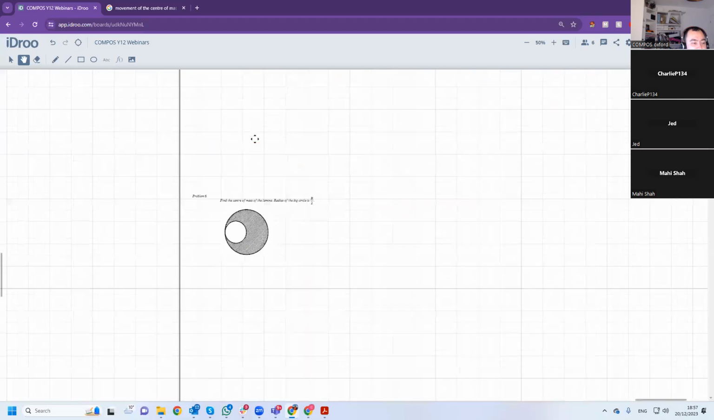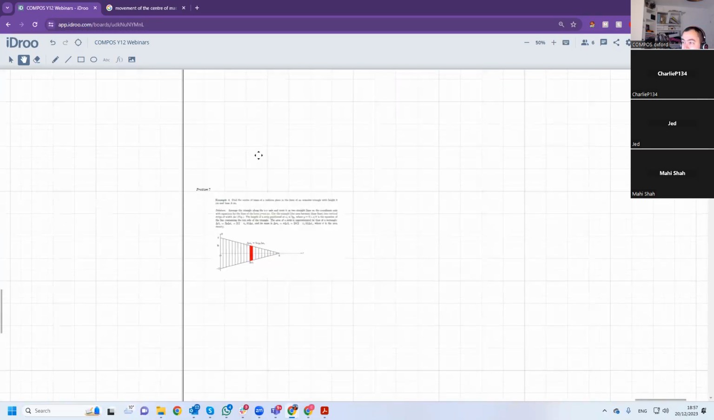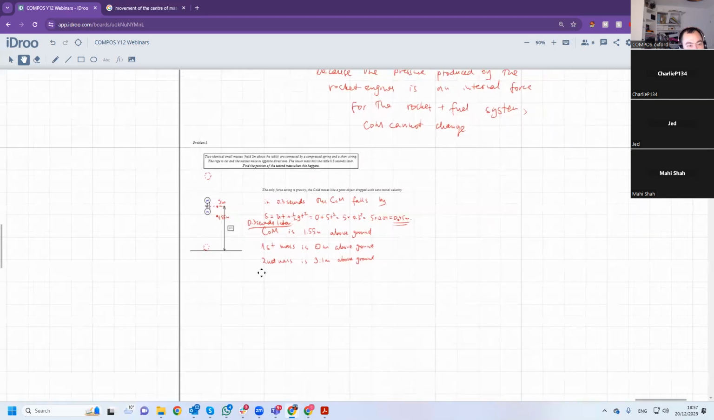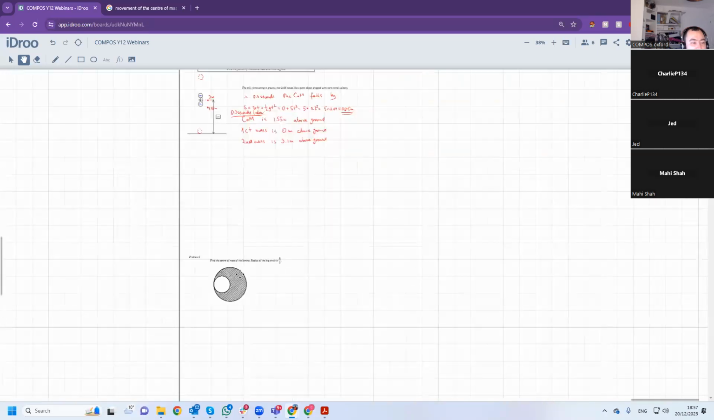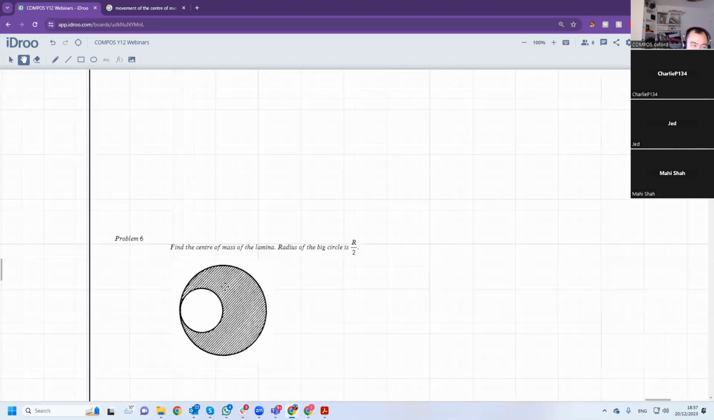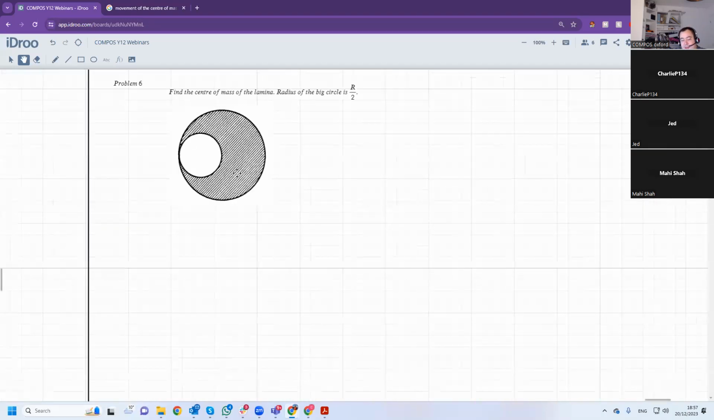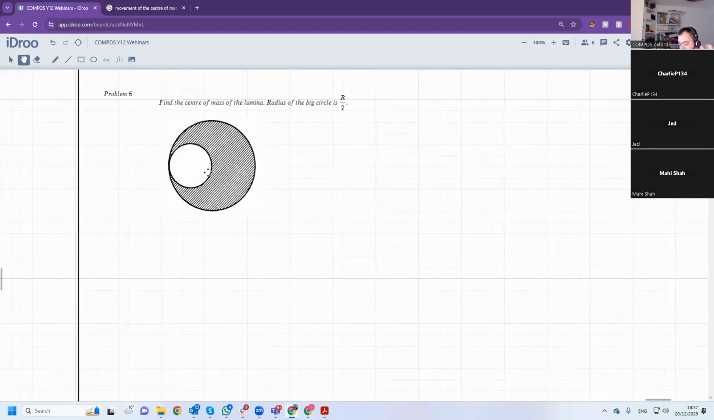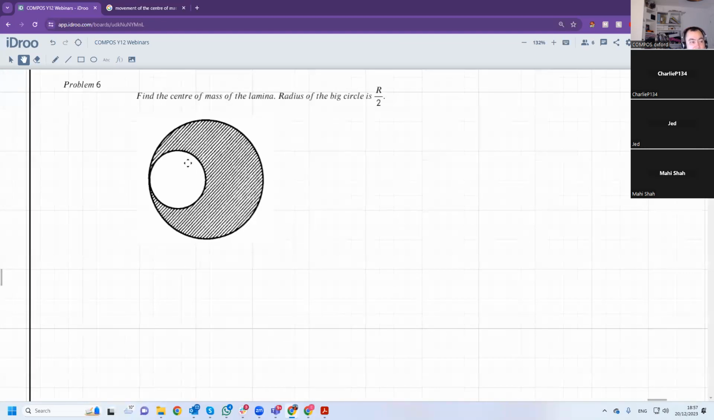I wanted to talk more about the movement of center of mass, but let's do this calculation. I know it's one of the examples. Find the center of mass of the laminate. So basically, it's a flat disc made of metal, let's say, and it has a hole in it. And you know that the radius of the big circle is r.